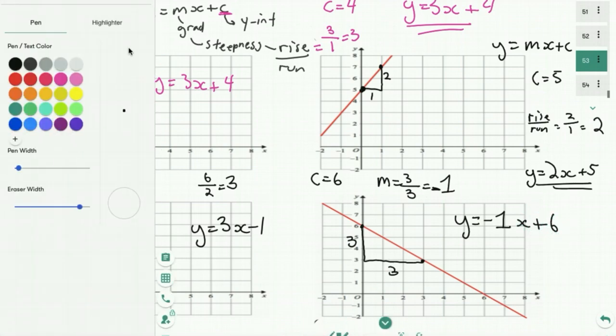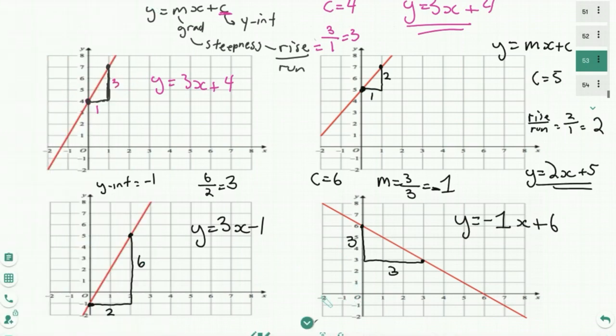So here's that tip again, guys. Be careful of the negative and positive gradients. When lines go like this, the gradient is positive. When lines go like this, the gradient is negative. Okay? So this line goes from up to down, going right. Therefore, the gradient will be negative.